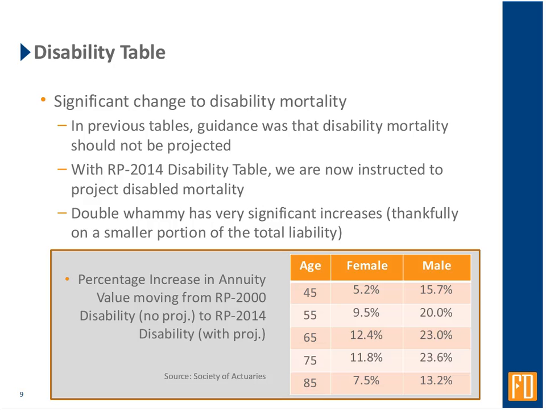So as you can see in the box on the bottom half of slide 9 here, the increase in the annuity value for a male age 65 that's disabled, their annuity value is going up 23% compared to the RP2000 disability table with no projection. So it's a very significant increase. And if you have a population that has a number of disabled participants, you can expect to be more on the higher end of the range of the increases as opposed to the lower end.